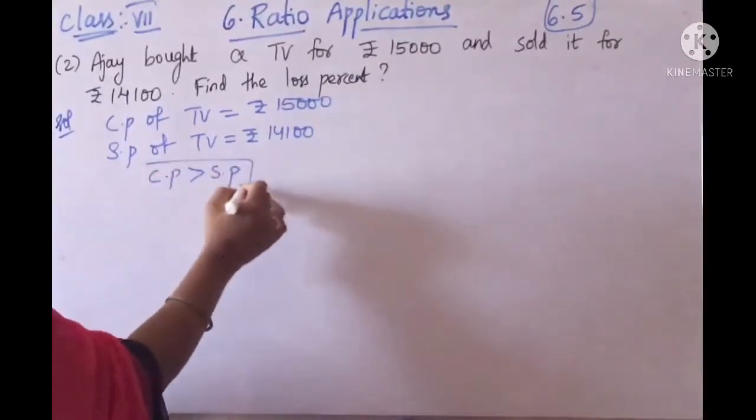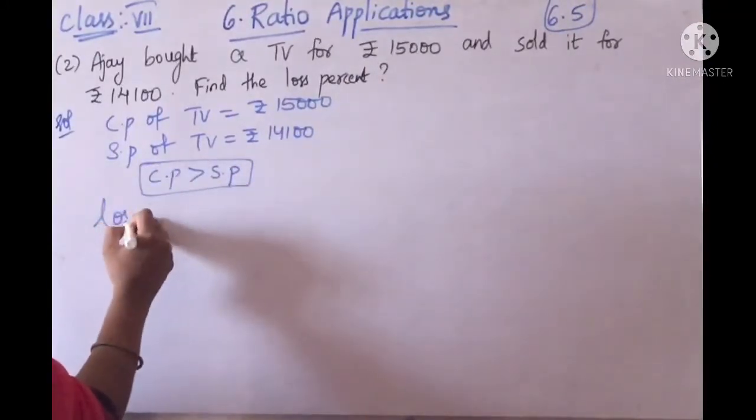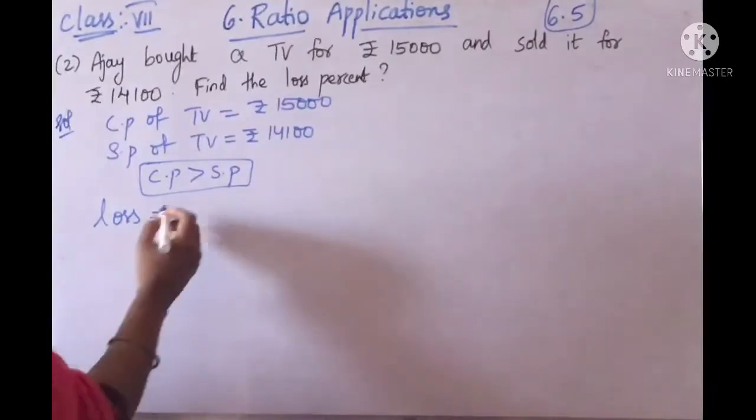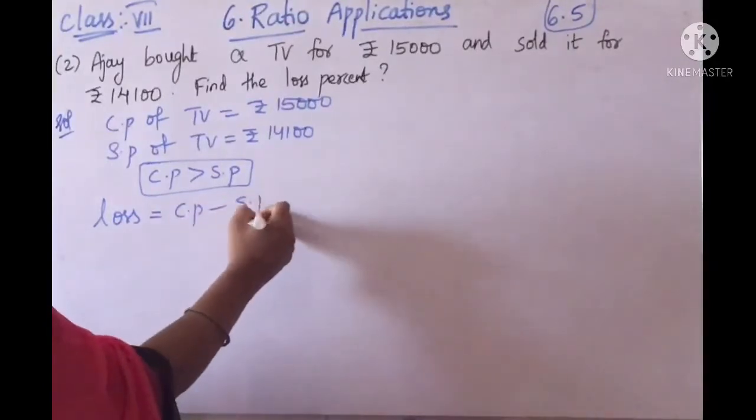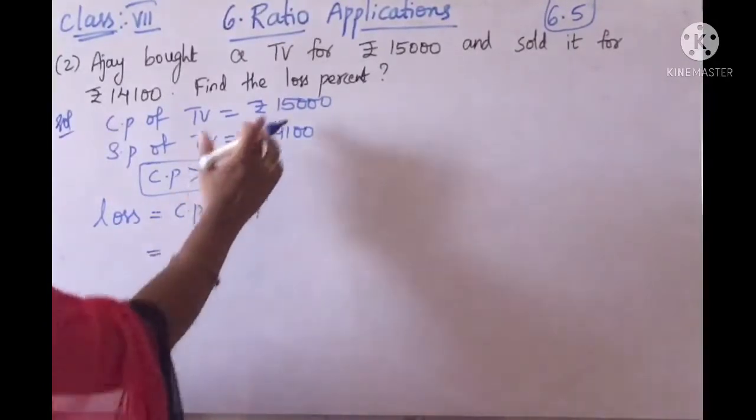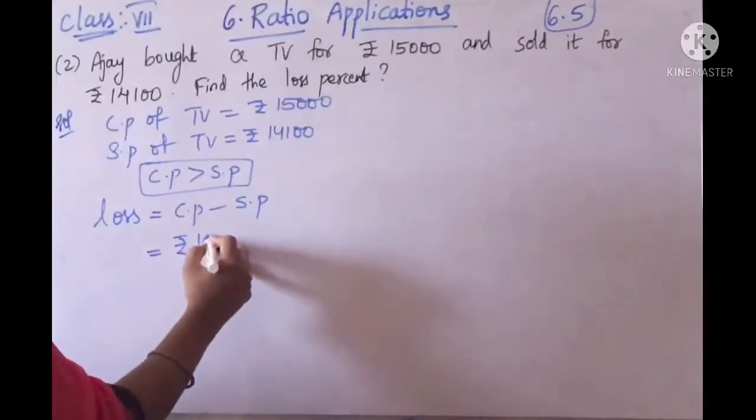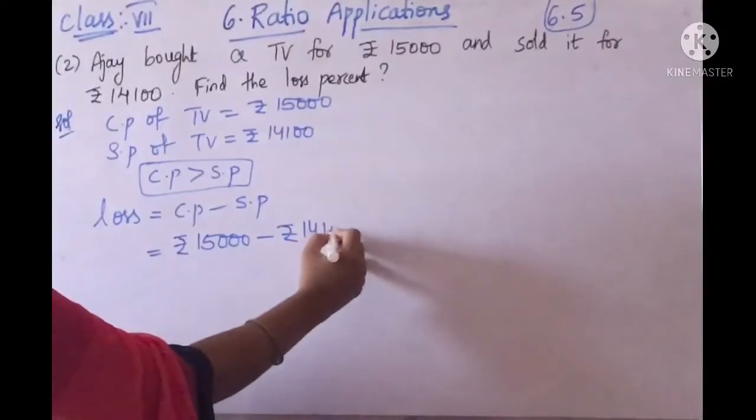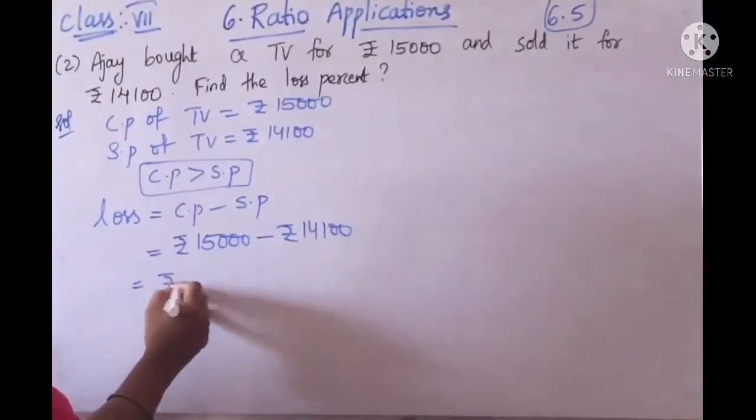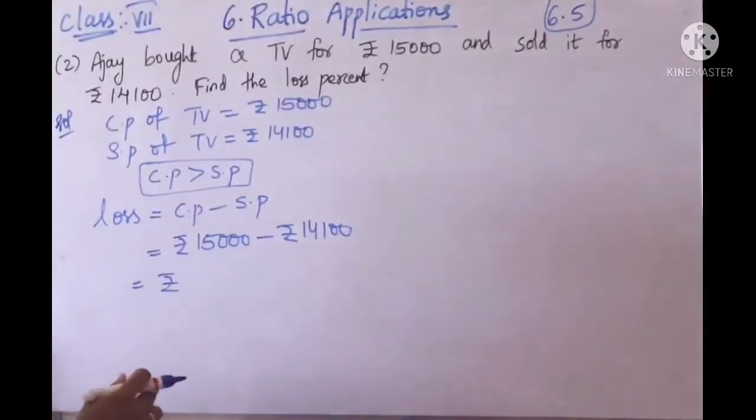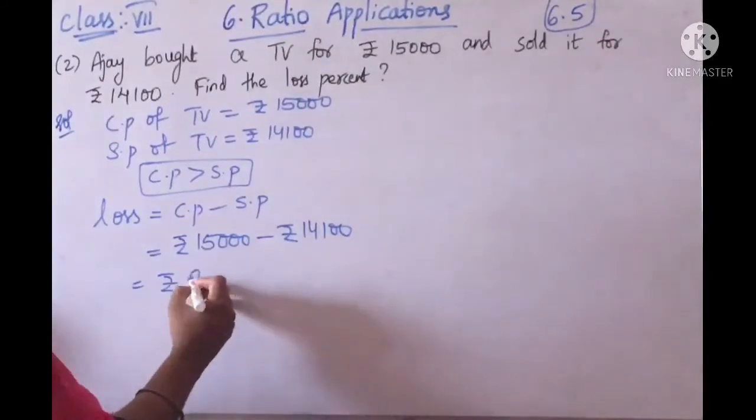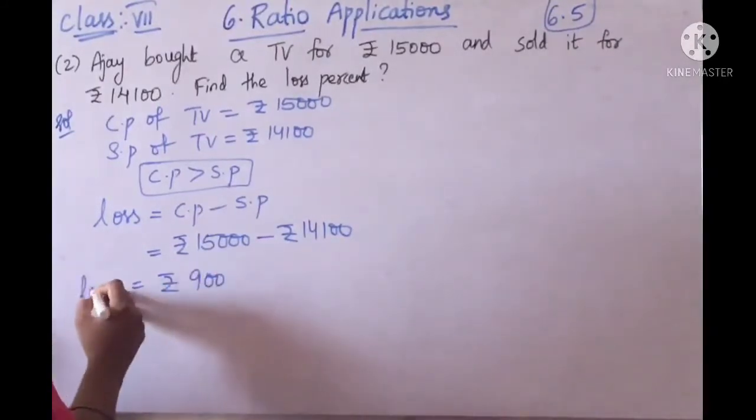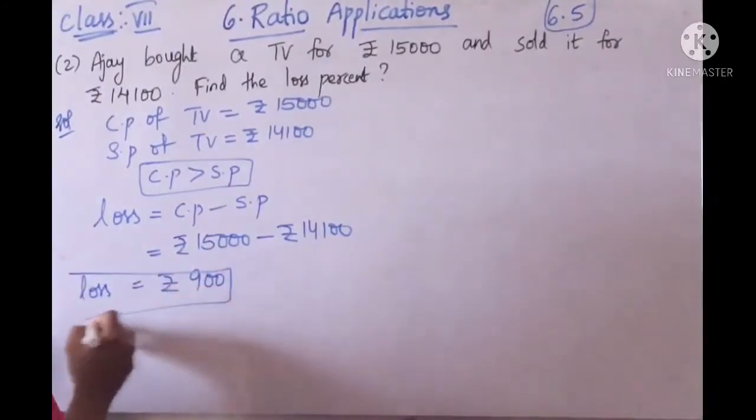If you observe, CP is greater than SP. If CP is greater than SP, then we will get a loss. How to find the loss formula? CP minus SP. What is CP here? Rupees 15,000 minus SP, 14,100. When you do 15,000 minus 14,100, you are going to get rupees 900. So finally you got loss as rupees 900.